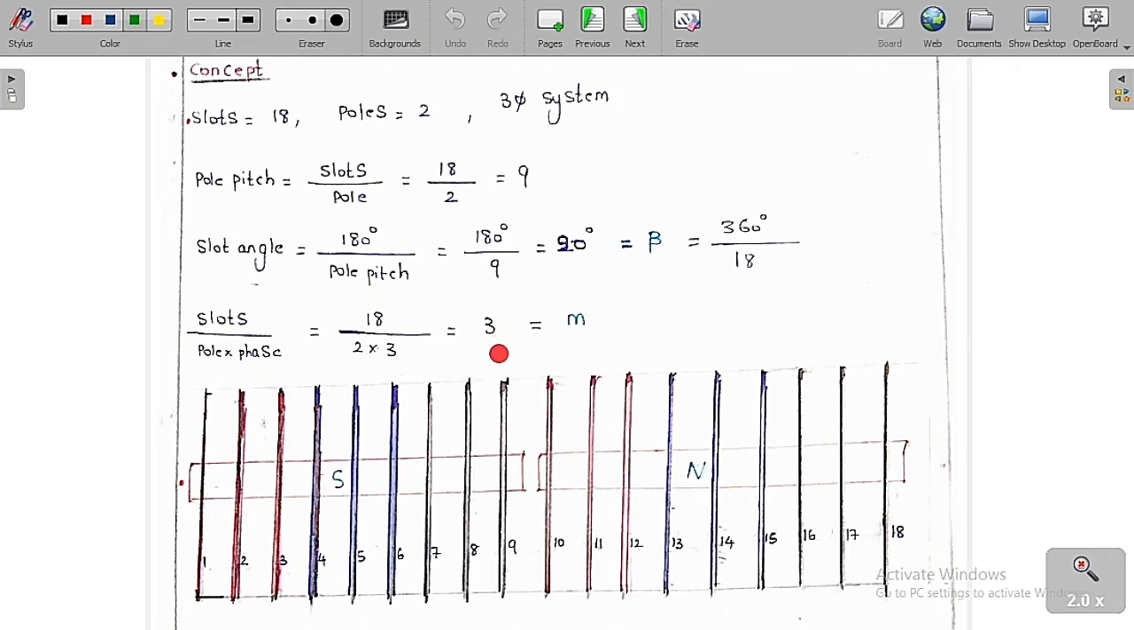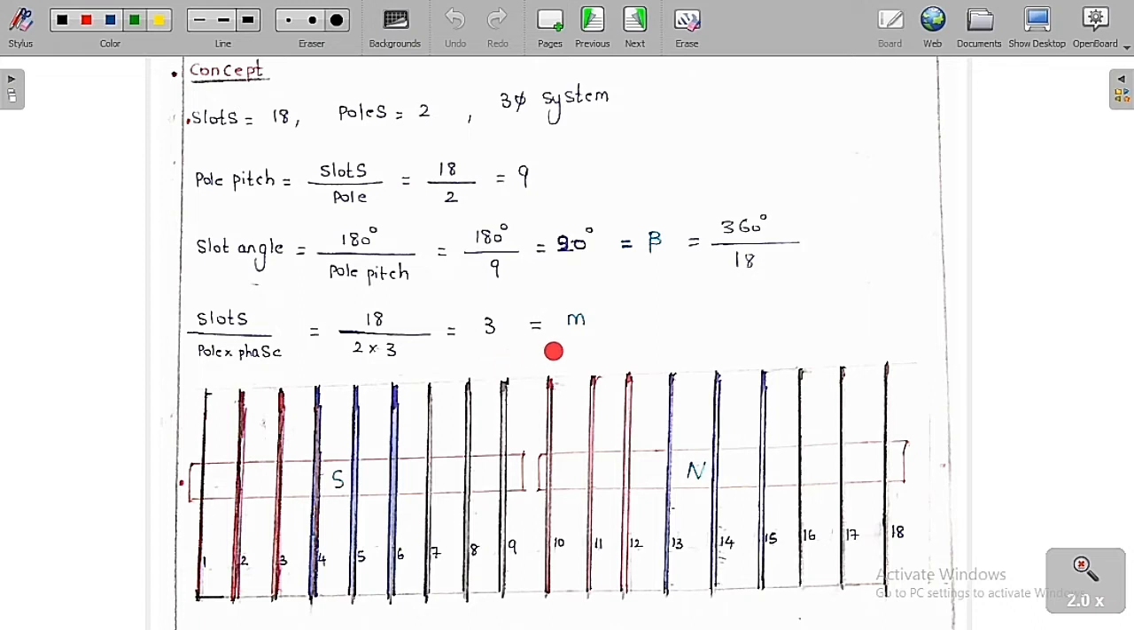So we can say three slots are going to be assigned per phase under one pole. For the three-phase system, three slots are assigned for one phase. Therefore, three slots are assigned for one phase under one pole. That is the meaning of this one.